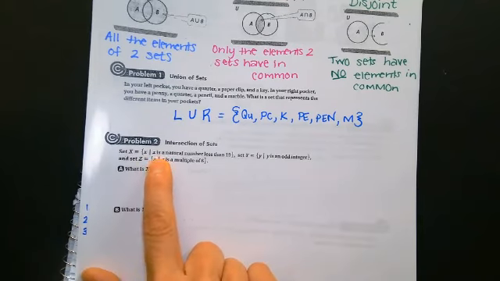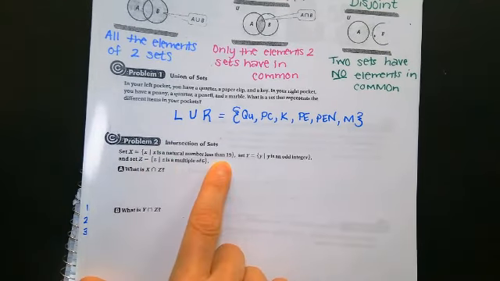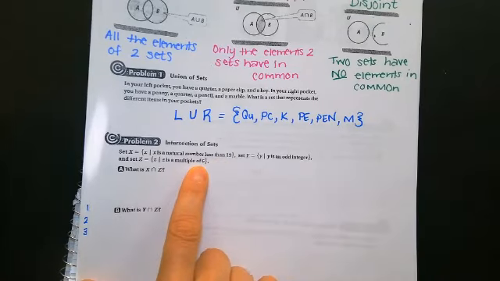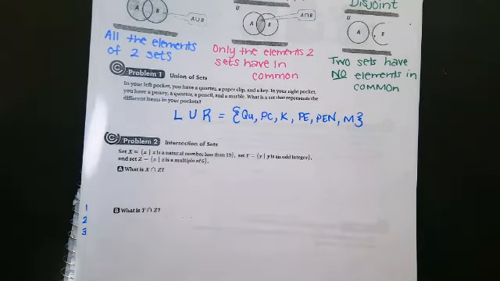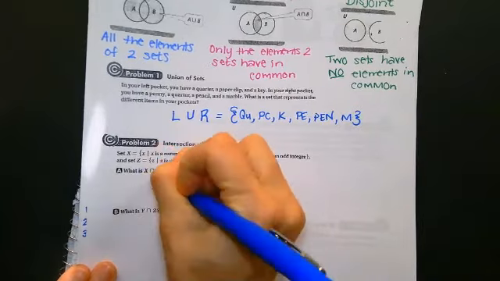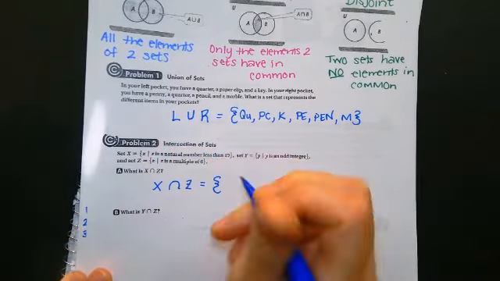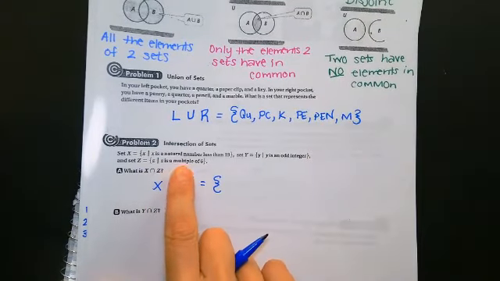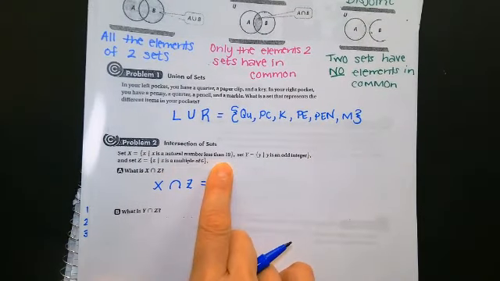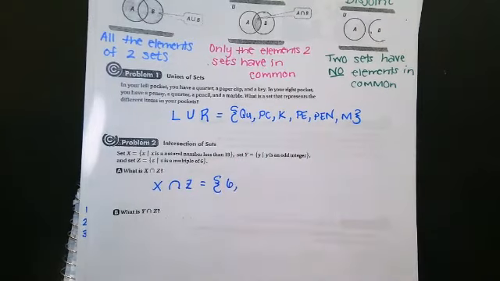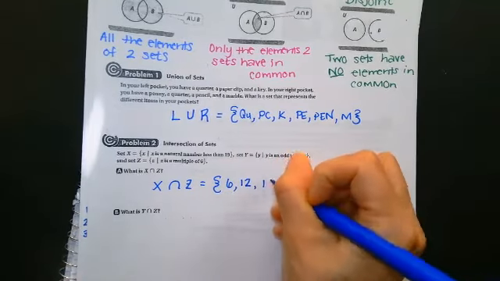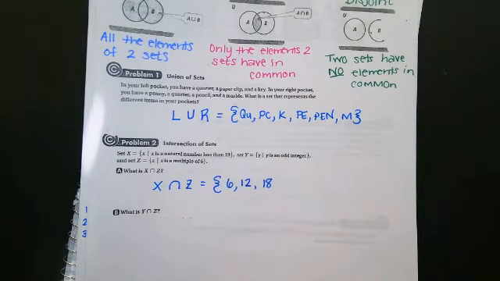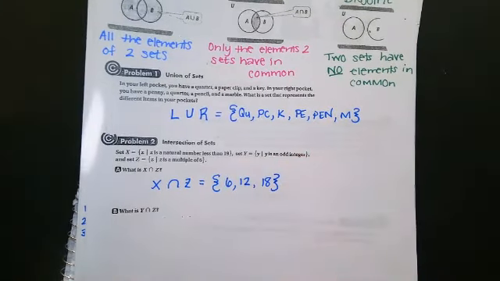Meaning, we get to use these two sets: all natural numbers less than 19 and Z is multiples of 6. So which numbers are natural numbers less than 19 that are also multiples of 6? They have to be in both sets. So you would write it like this: X union Z is equal to, all right, so let's think about it. The first multiple of 6 that is less than 19 in our natural numbers is 6. The next multiple of 6 less than 19 is going to be 12. The next is 18. And then our next multiple of 6 is going to be above 19, so that's it. This would be our union of sets. Or I'm sorry, our intersection of sets.